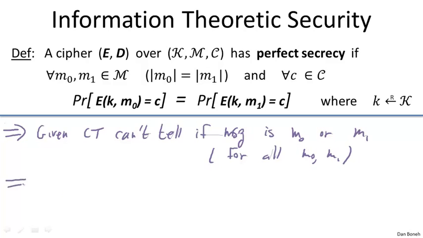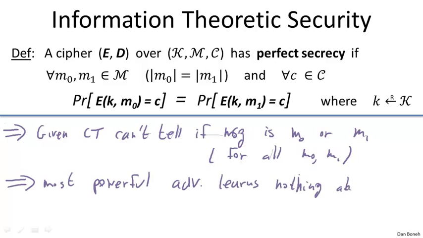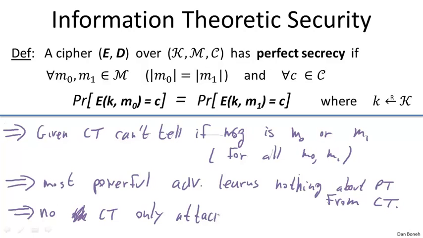So what this means is that if you're encrypting messages with a one-time pad, then the most powerful adversary, I don't care how smart you are, learns nothing about the plaintext from the ciphertext. Just to say it one more way, what this proves is that there's no ciphertext-only attack on a cipher that has perfect secrecy. Now, ciphertext-only attacks actually aren't the only attacks possible, and other attacks may be possible.